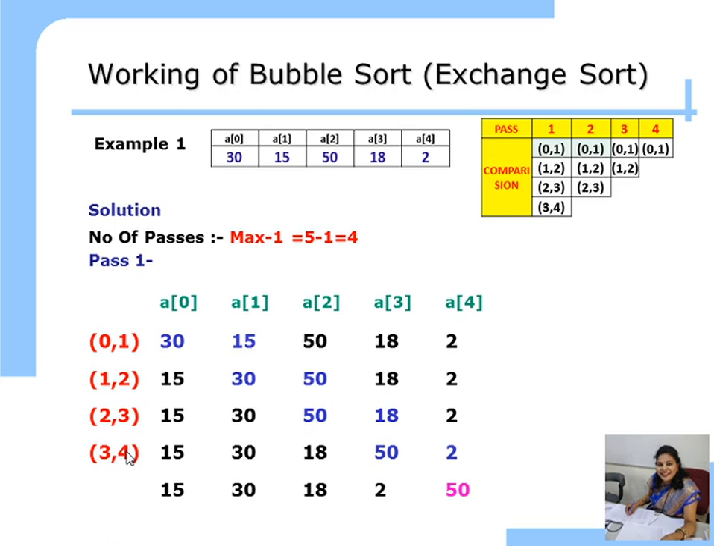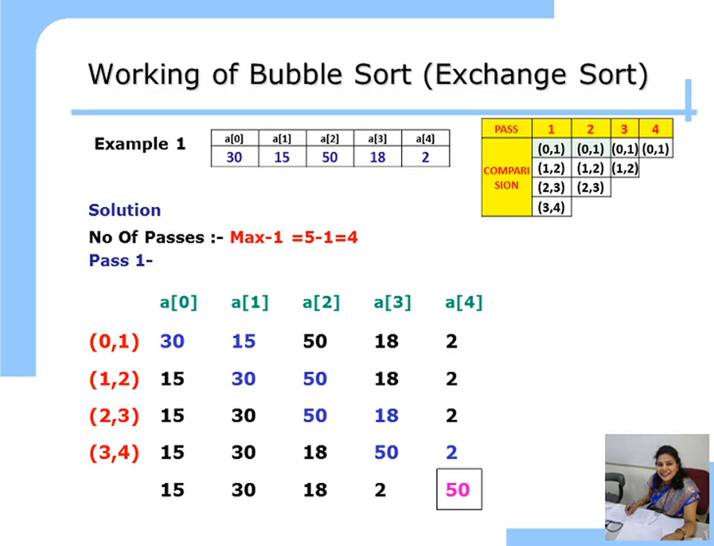After the end of pass 1, as I told you, the largest element will come at the last position. What is the largest element in our example? It is 50. It comes at the last position, that is A of 4. This is the end of pass 1. So 50 is actually sorted, so we ignore the 50 and perform sorting on the rest of the numbers in further passes.